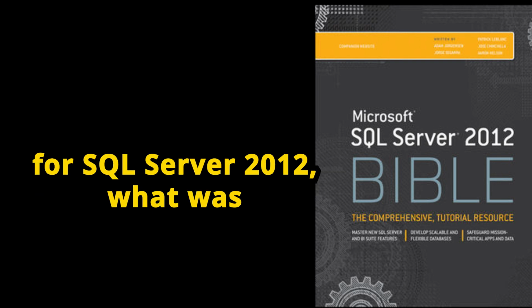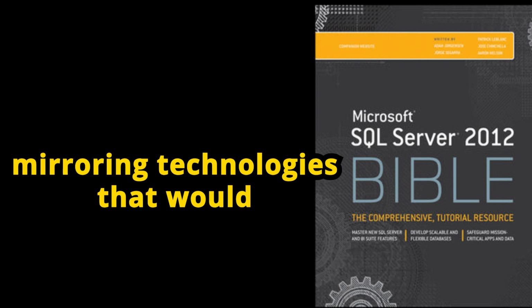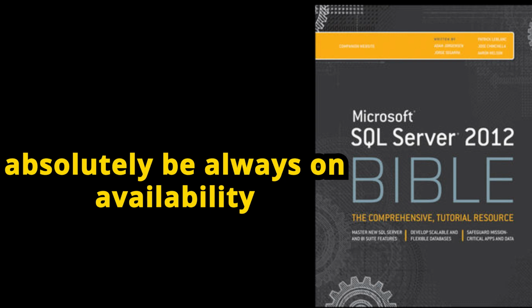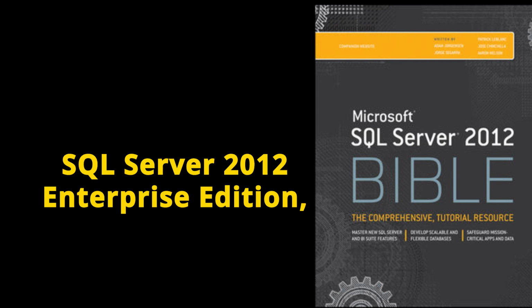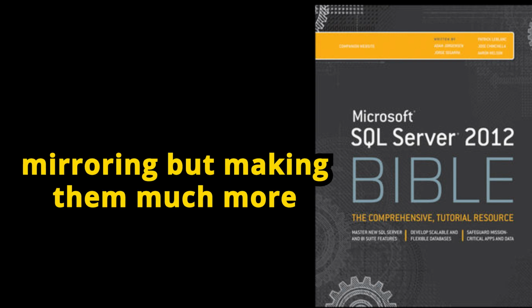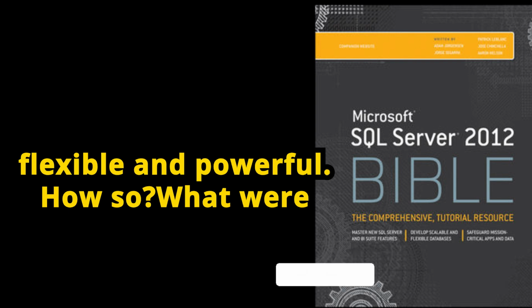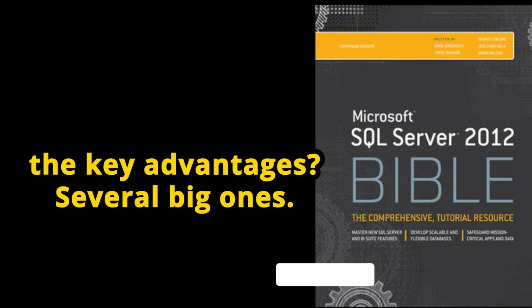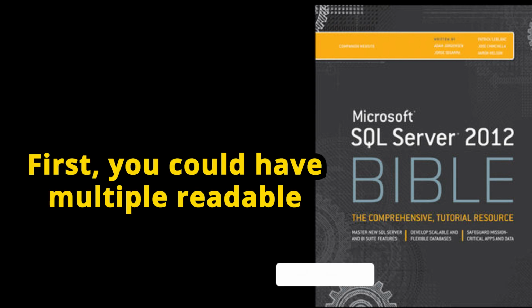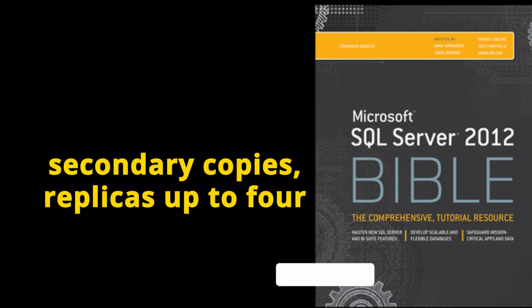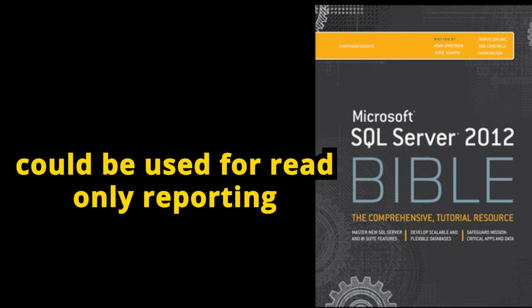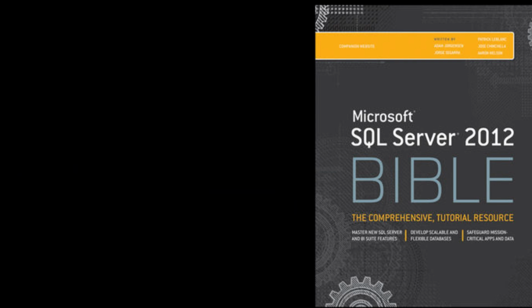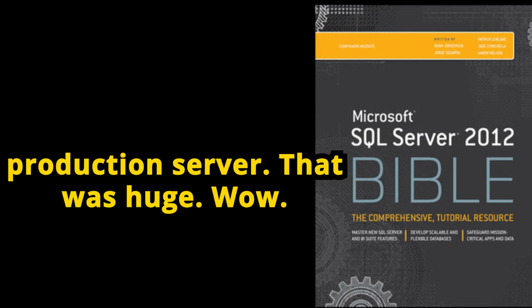Which leads us to the big one for SQL Server 2012. What was considered the next evolution of mirroring technologies? That would absolutely be Always On availability groups. This was a major new feature in SQL Server 2012 Enterprise Edition, really building on the concepts of mirroring, but making them much more flexible and powerful. How so? What were the key advantages? Several big ones. First, you could have multiple readable secondary copies, replicas, up to 4 secondaries in 2012. These secondaries could be used for read-only reporting workloads or even for running backups, offloading that work from your primary production server. That was huge.